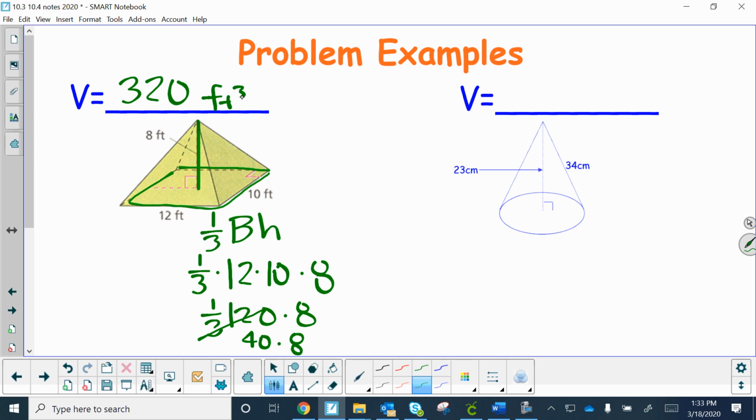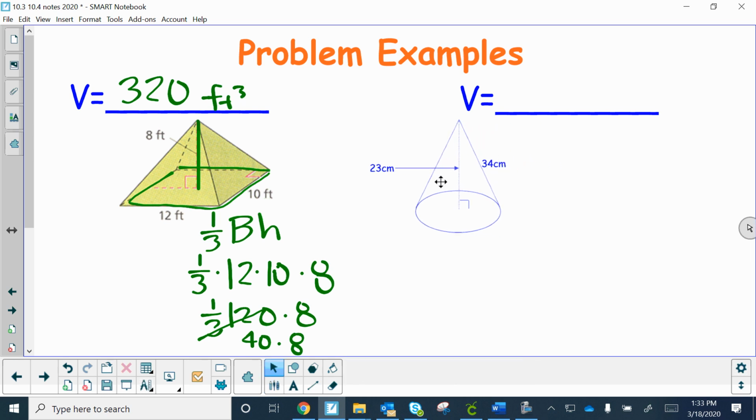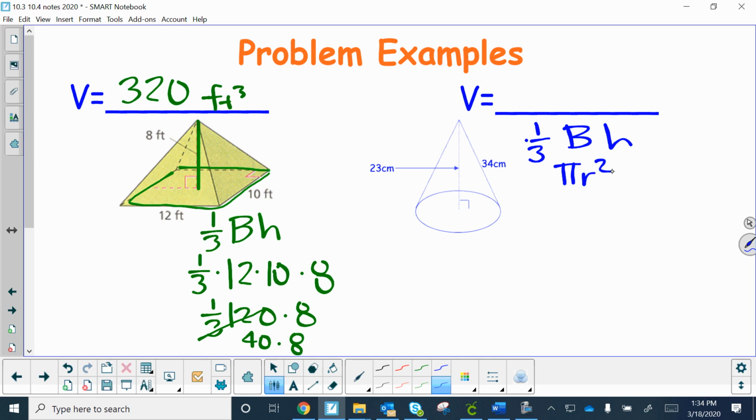Over here we have a cone, and the cone is still the same formula. 1/3 capital B times H. In this case, capital B is going to be pi r squared. So we're going to do 1/3 pi r squared. If you look at our picture, we notice there is no r given. However, we do have this shape, like we pointed out earlier, which is a right triangle. And with the right triangle, we can do the Pythagorean theorem.